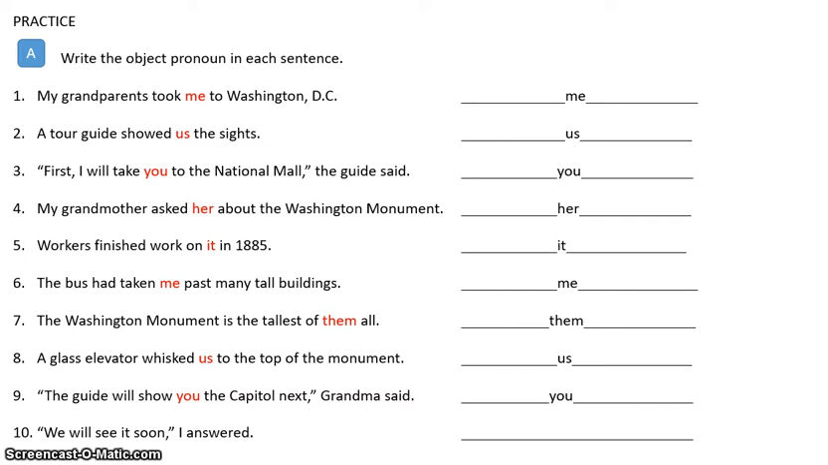And the very last one, it says, we will see it soon, I answered. Ooh, that's another tricky one. Okay, so that one has 3 pronouns in it. It has we, it, and I. All right. Now, if you look on your chart, we is a subject pronoun for sure. All right. I is a subject pronoun for sure. What is it? It is going to be the object pronoun because we is the subject. We will see what soon? We will see it soon.